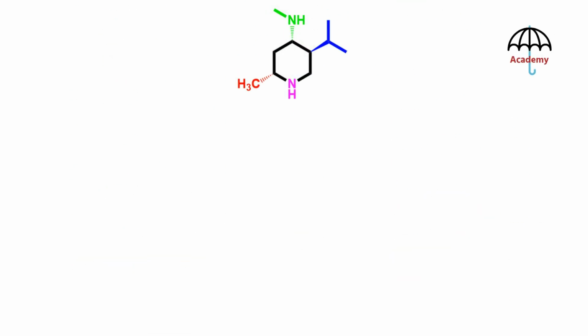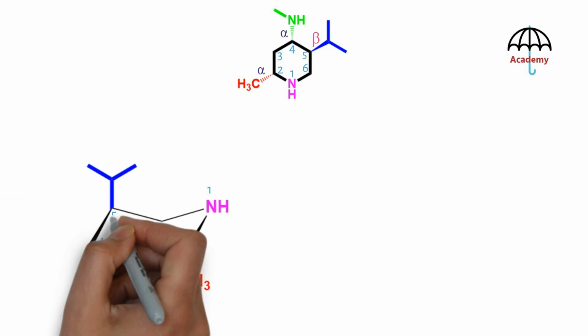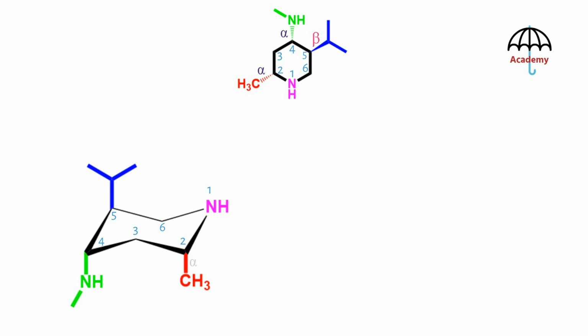Consider this piperidine derivative. Number the ring starting from nitrogen. Methyl group is alpha. And methylamino group is also alpha. Isopropyl group is beta. The chair form can be drawn like this. Methyl on C2 is axial down, meaning alpha. And methylamino group on C4 is also axial down, and hence we say it is alpha. Isopropyl group on C5 is axial up, means it is beta. This way cis-trans relationship of substituents is maintained in the chair conformation.